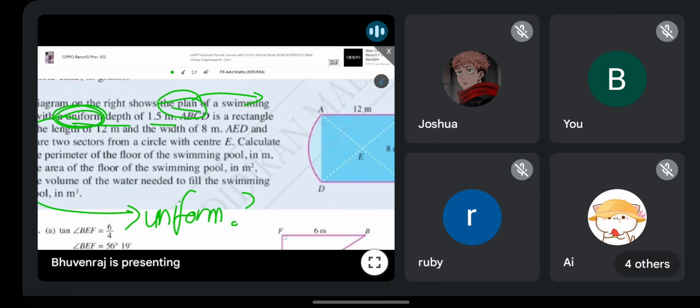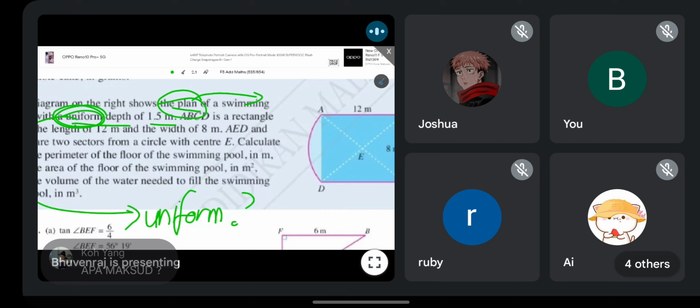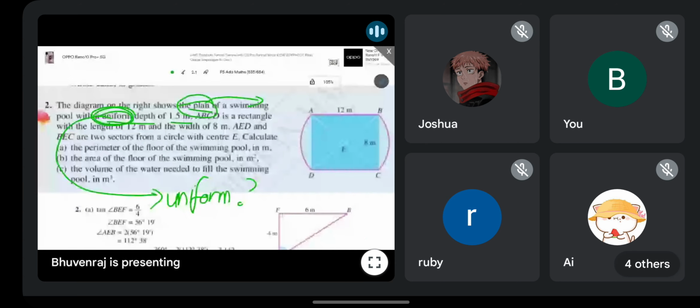Siapa boleh bagi tahu? Okay, so anyone, siapa tak tahu mengapa kena seragam? Very good, Joshua give me the answer, the volume. Very good. Okay, so guys, mengapa kedalaman kolam ni kena seragam?